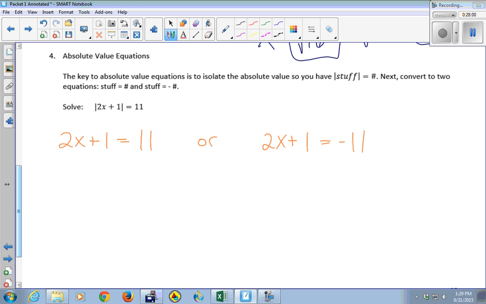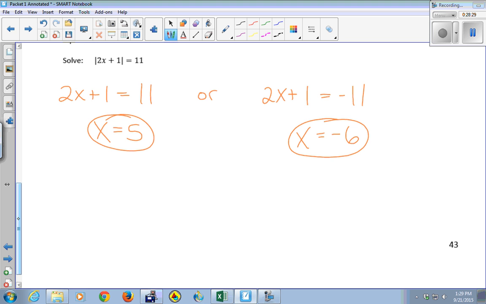So if you have the absolute value of some stuff equals a number, you take your stuff and set it equal to the number, and then you take the stuff and set it equal to the negative of the number. Then you solve two equations, so you'll get two solutions. This one you get x equals 5, and this one you get x equals negative 6. I didn't show the work. I think you can handle that on your own. But then we'll do a quick check to make sure that these are both solutions. So I've got the absolute value of 2 times 5 plus 1. Does that actually equal 11?